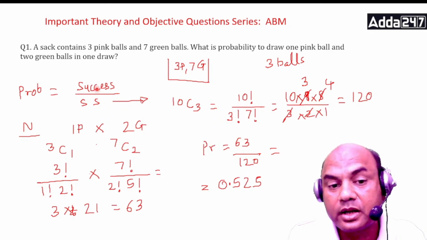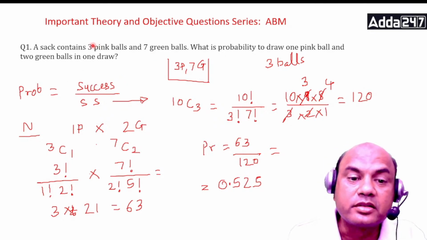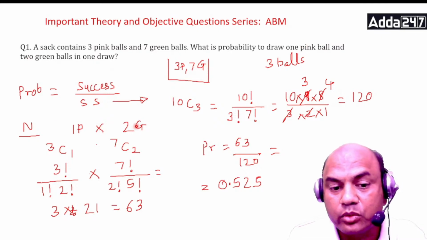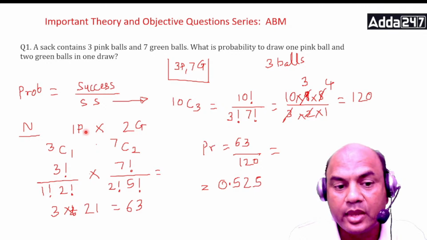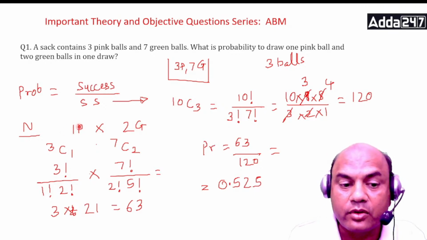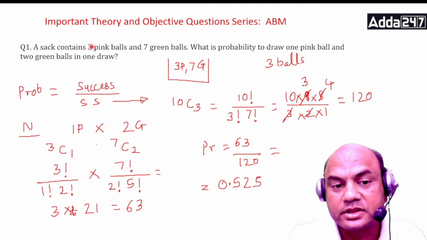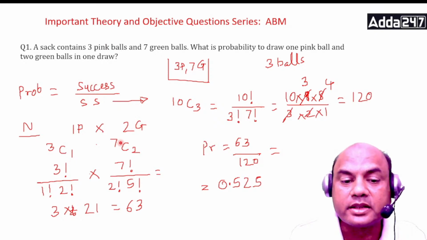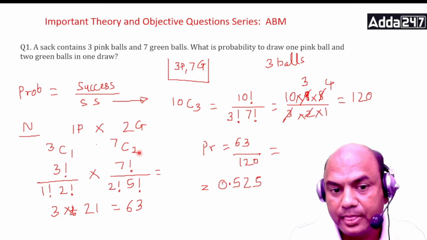What about the numerator, success? I want what? 1 pink and 2 green. And means multiply. So 1 pink and 2 green. So 1 pink, how can I draw it? 3 pink balls are there. So 3C1 into 2 green, 7C2, right?